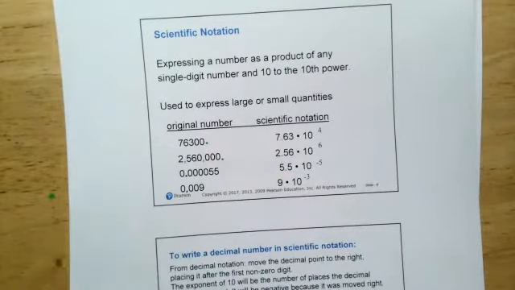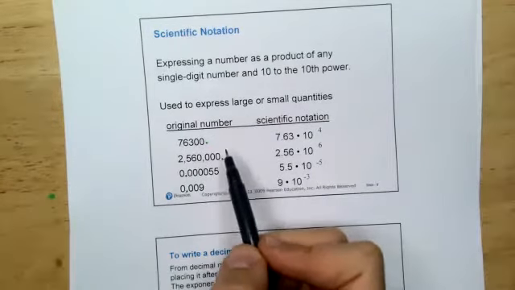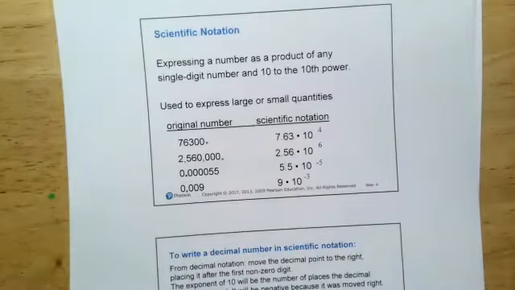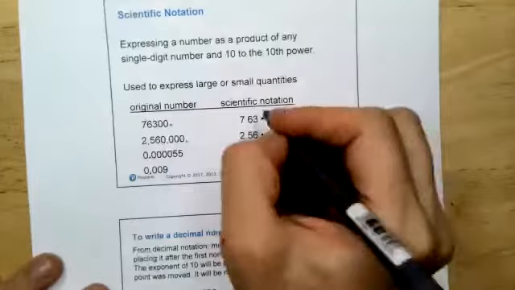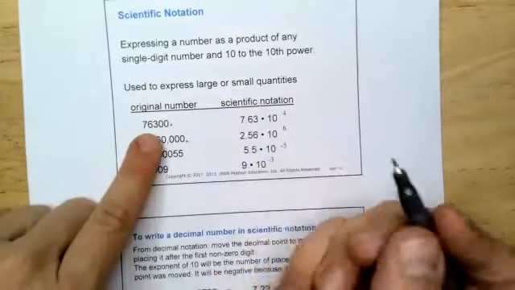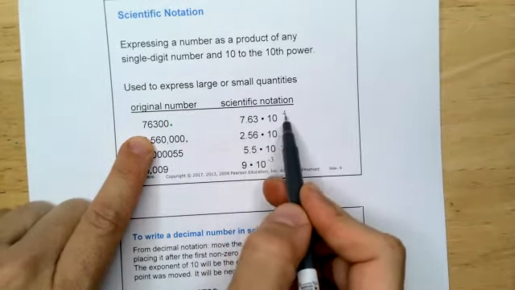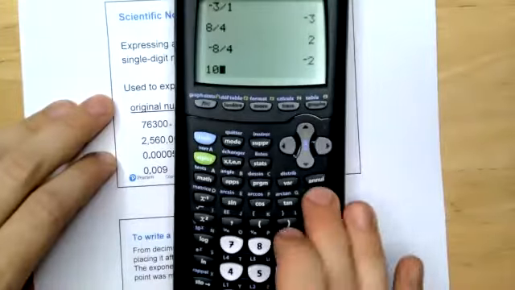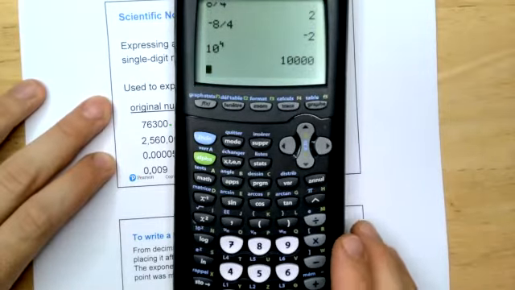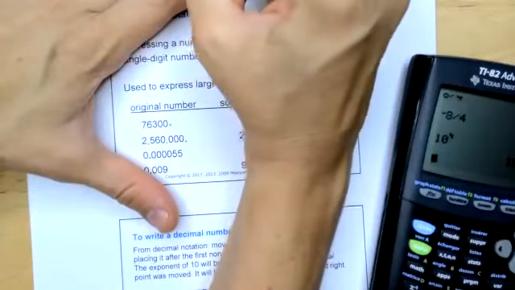Good. So if you have 76,300 and you want to express it in a different way, what you can do is you can say that 76,300 is the same as 7.63 times 10 to the 4th power. Because, think about this, 10 to the 4th power is 10,000. So what we did is we took 10 and we multiplied it by itself 4 times, right?